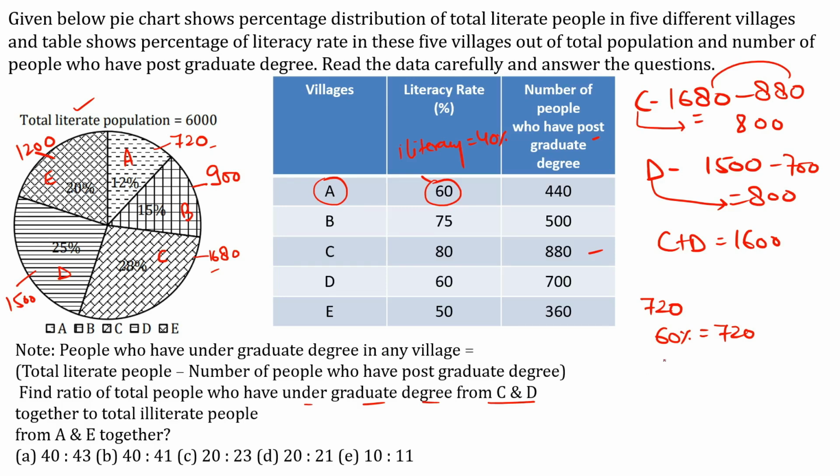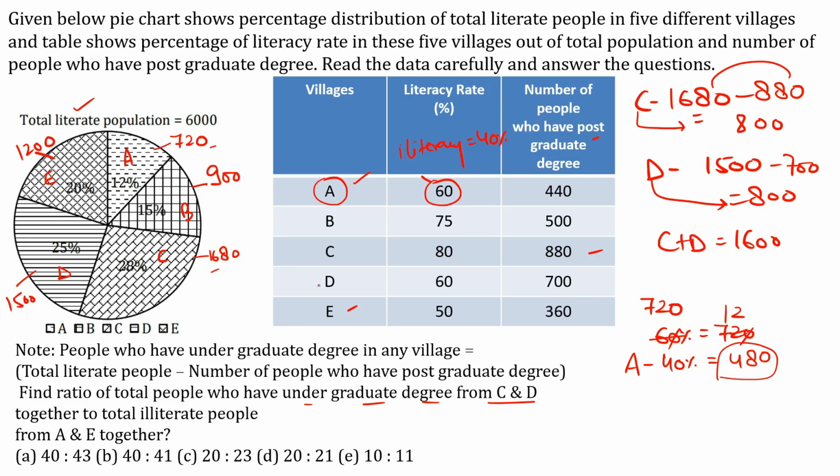So we can easily find the 40% value. This will be 480. That means 480 will be the total number of illiterate people from village A. In the same way, we can find out for village E.